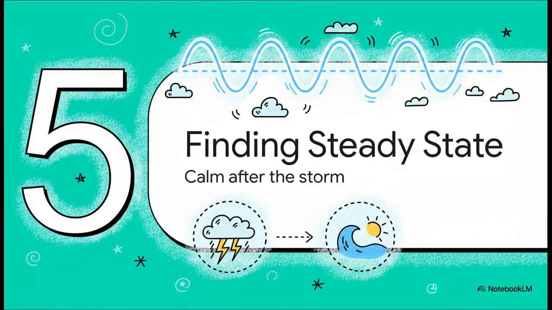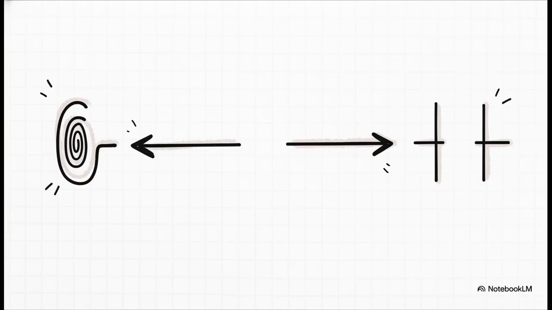And finally, Section 5, finding your steady state, the calm after the storm. In the steady state, the circuit finally finds its absolute peace. The currents and voltages, they stop changing with time. This state always follows that temporary transient period. And what is so incredibly cool here is how beautifully simple things become.